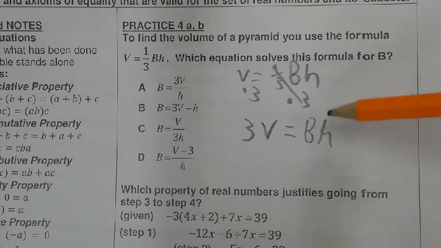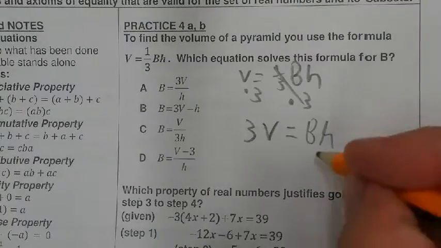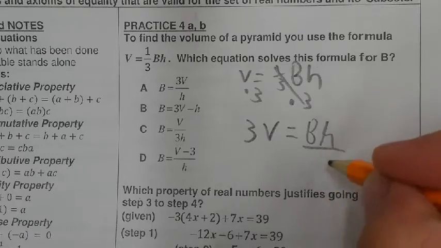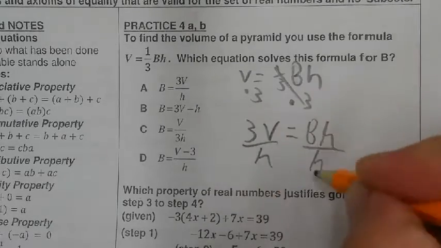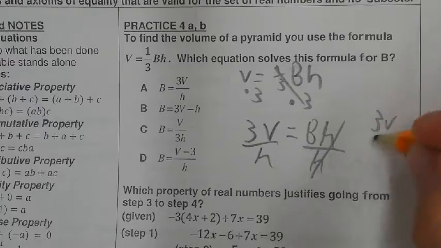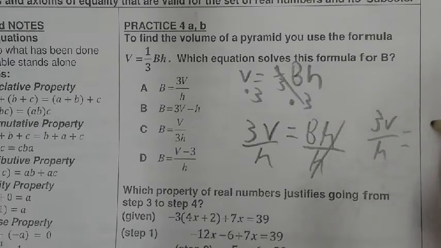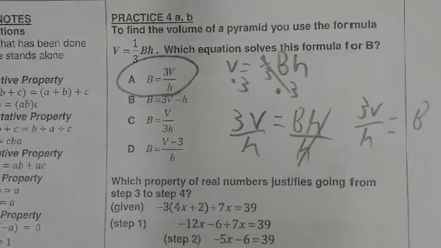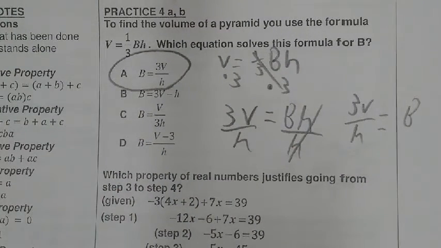You need to get rid of the H. So what's opposite of times by H? Divide by H. So that would give you 3V over H equals capital B. So you should have gotten A. So if you got A, you're good.